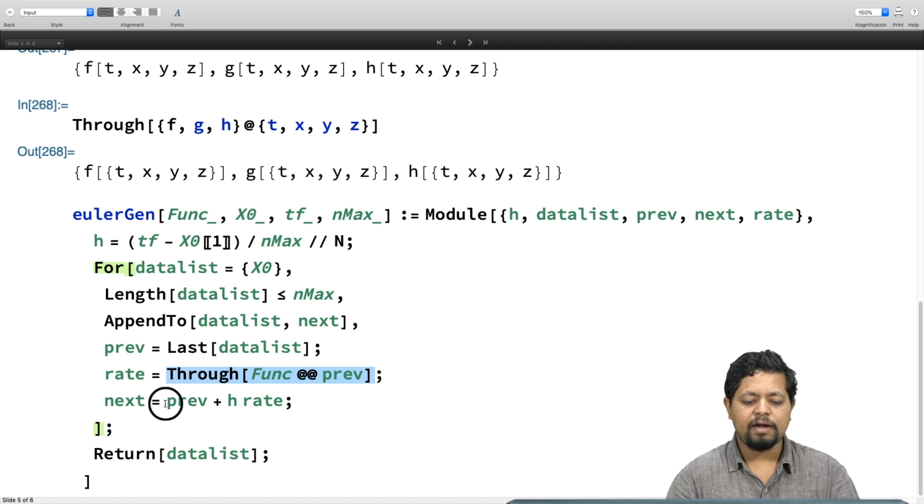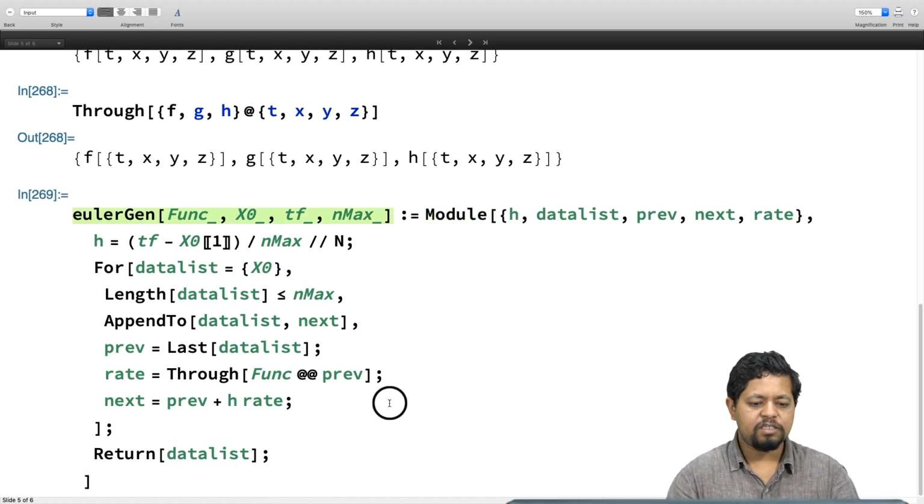Next is calculated by adding previous plus h times the rate, or h times the X dot. So this is the instantaneous X dot at the previous point multiplied by h, that gives me the step size. Adding that to previous gives me the value of the next step. I execute this for loop. When the for loop ends, I return the data list. Let's go ahead and run this function.